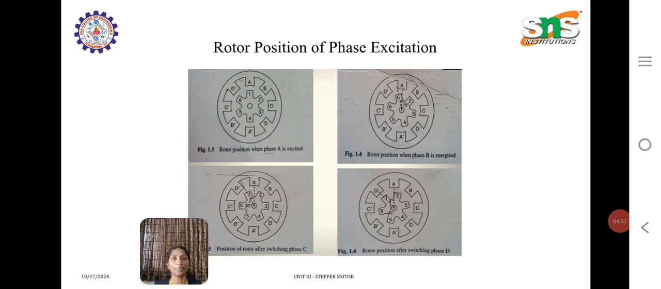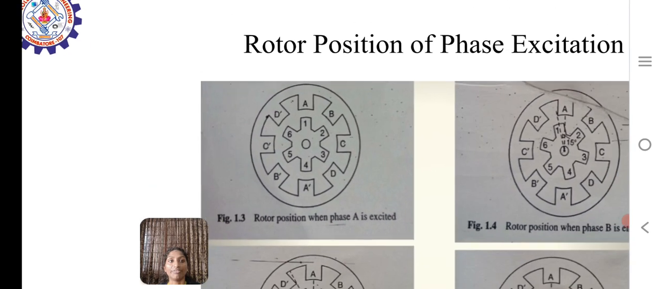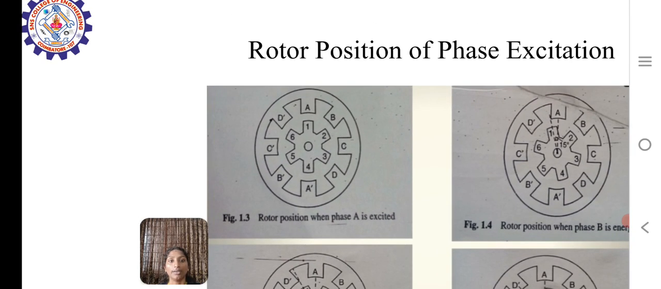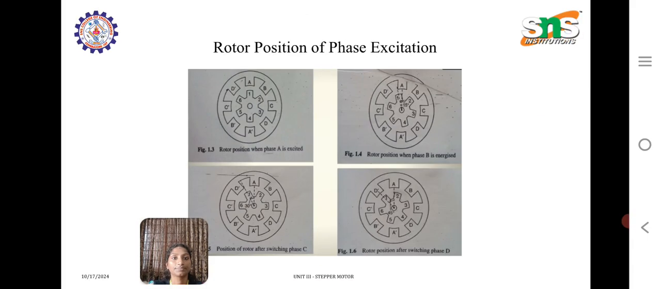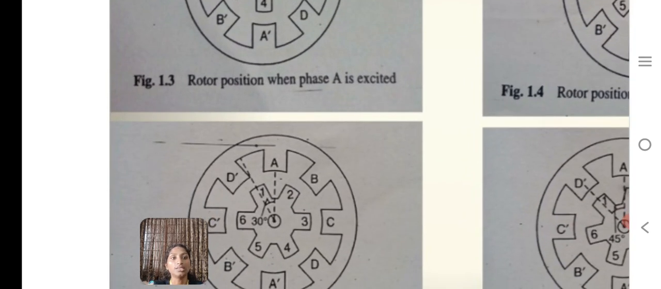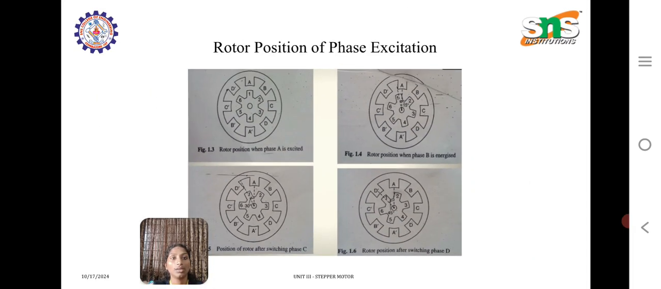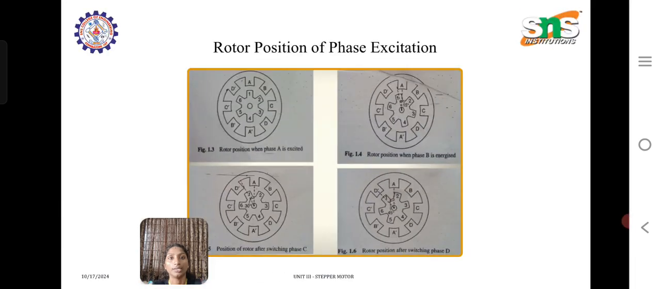This is the rotor position for phase excitation, where first A is on, and in the second rotation A is rotated to 15 degrees. Here it is again 30 degrees, and here it is again 45 degrees. So this is how the motor rotation is done for the one phase on mode of operation.